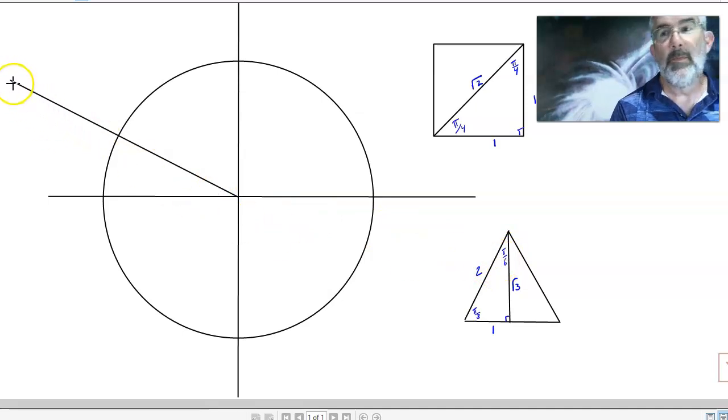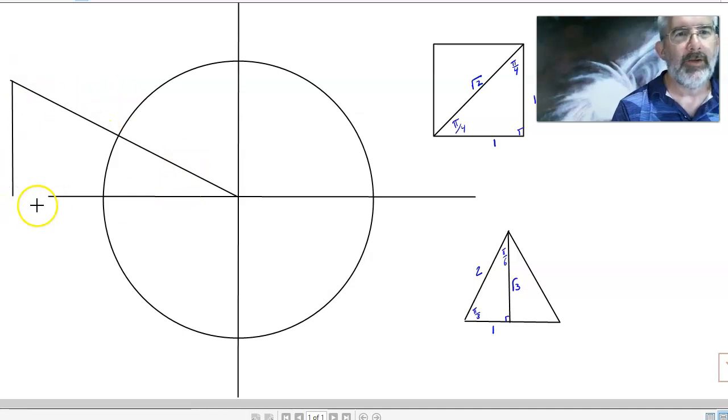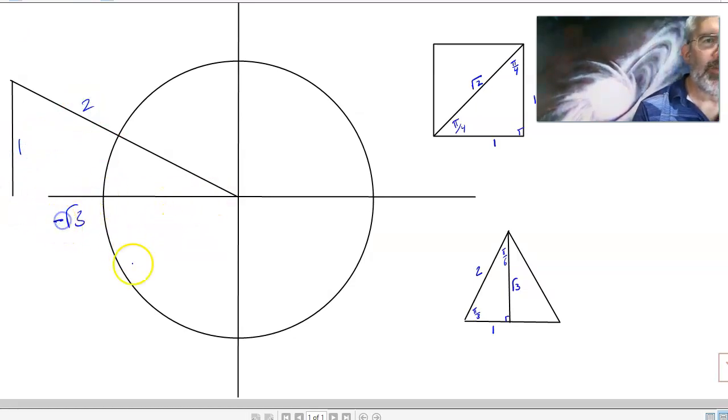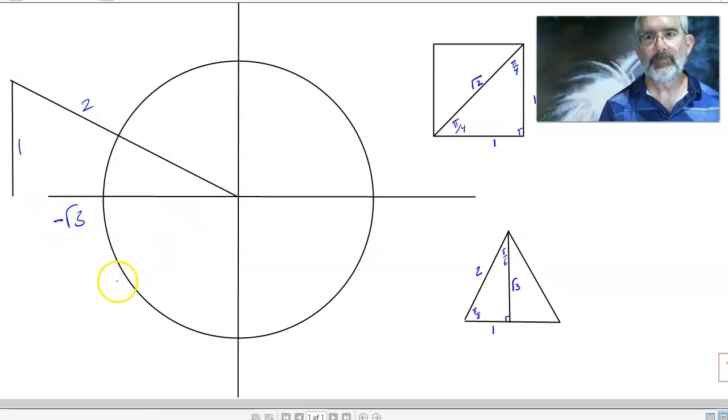Now, what I would typically do to find the sine and the cosine of 5 pi over 6 is right here, I would drop a perpendicular down to the x-axis, and then I'd recognize that this triangle that I just created is this one right here with the 1 right here and the 2 right there and the square root of 3 over here. But since I'm in the second quadrant, the x-coordinate is negative. And so the sine of that angle is 1/2. The cosine of that angle is minus square root of 3 over 2.